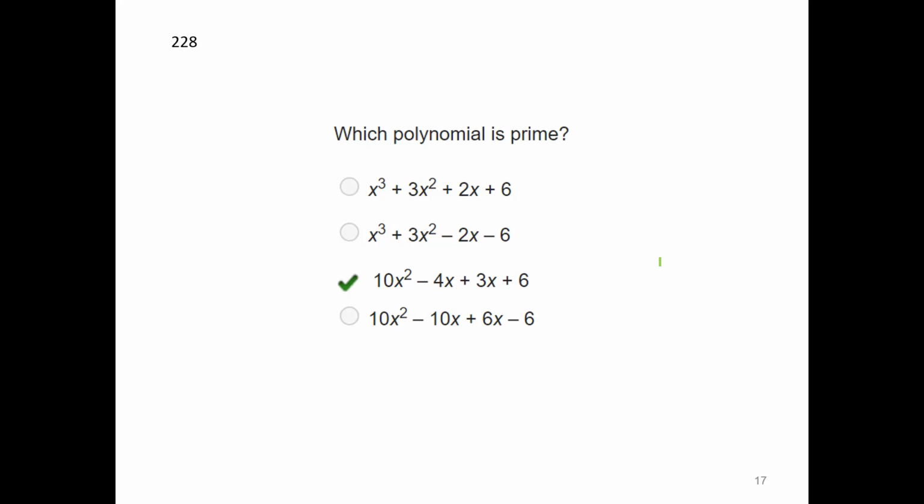All right, so which polynomial is prime? This is what prime means. Not like Amazon Prime, but like Math Prime, okay? Prime means it can only be divided by itself, like 4 divided by 4, or it can be divided by 1. That's what prime is.